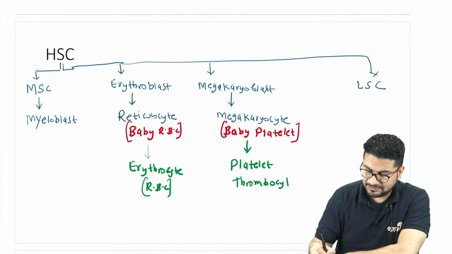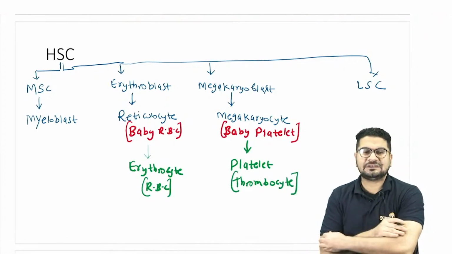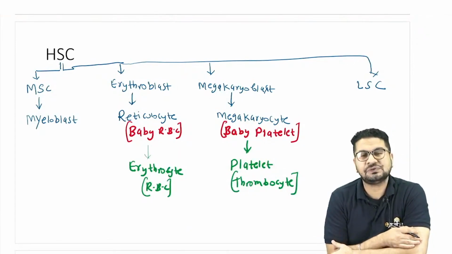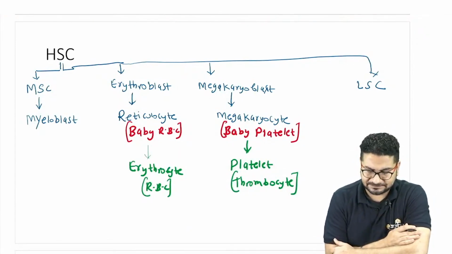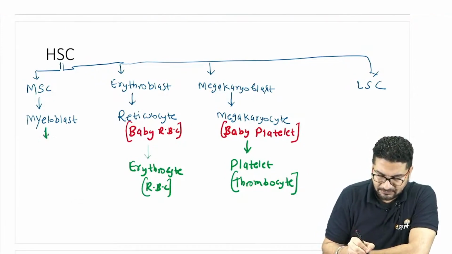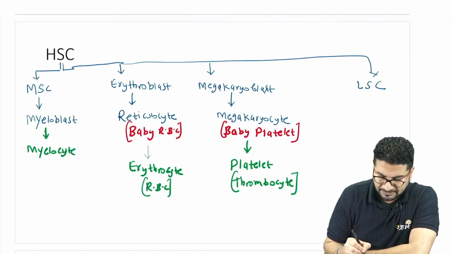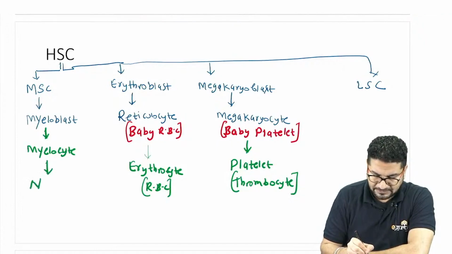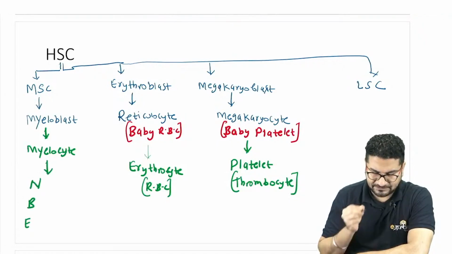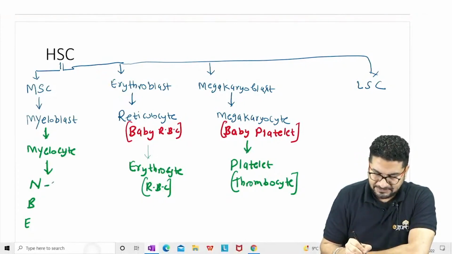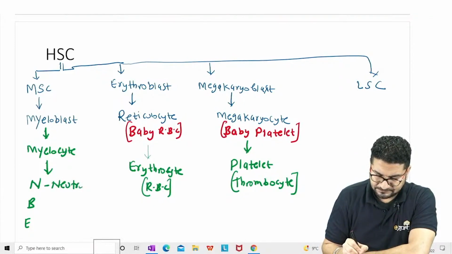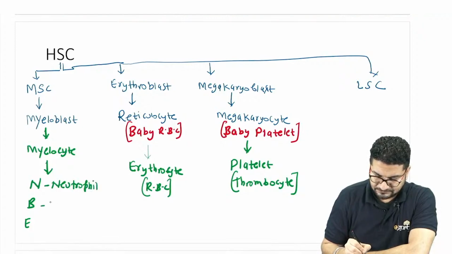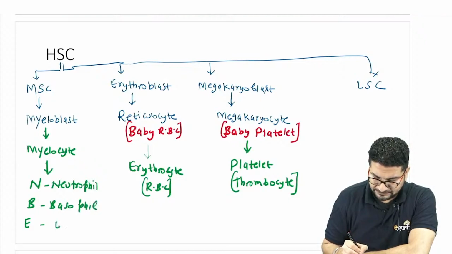Till now, I am just telling you the basics, an overview of what we should study in this chapter. It is not important, nobody will ask you a question, but you should know the basic thing, how these cells are produced. This myeloblast will produce myelocyte. Always remember, blast means immature cell, cyte means mature cell. This myelocyte will produce NBE. NBE stands for neutrophil, basophil and eosinophil.